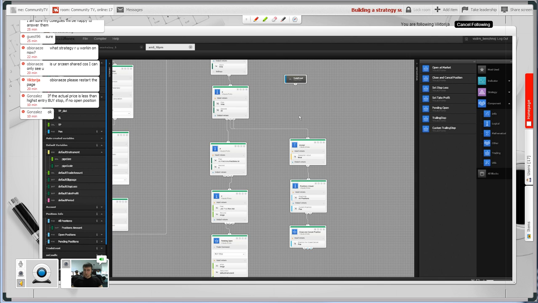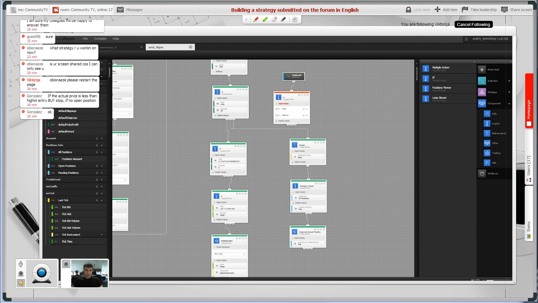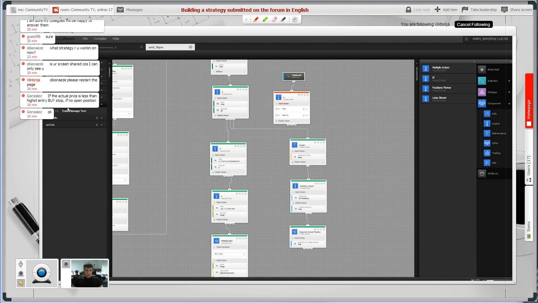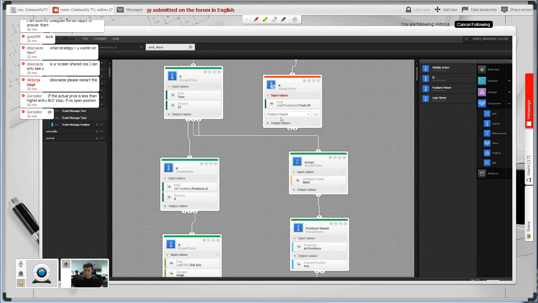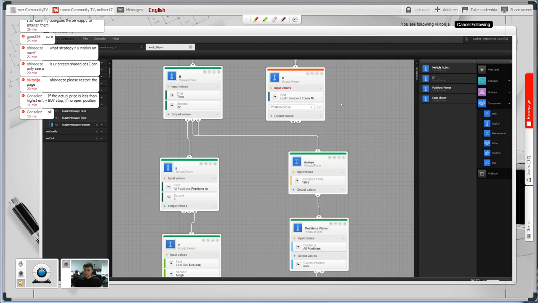So first we check trade event if it's about closed position. Trade event message and position is closed. Yes.